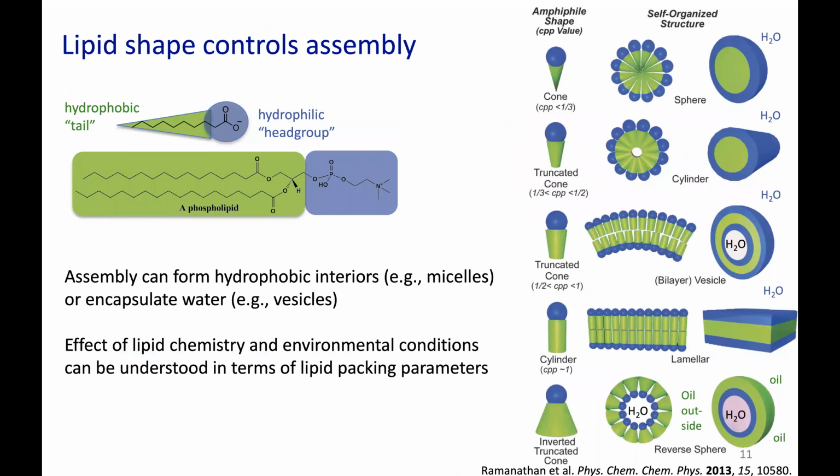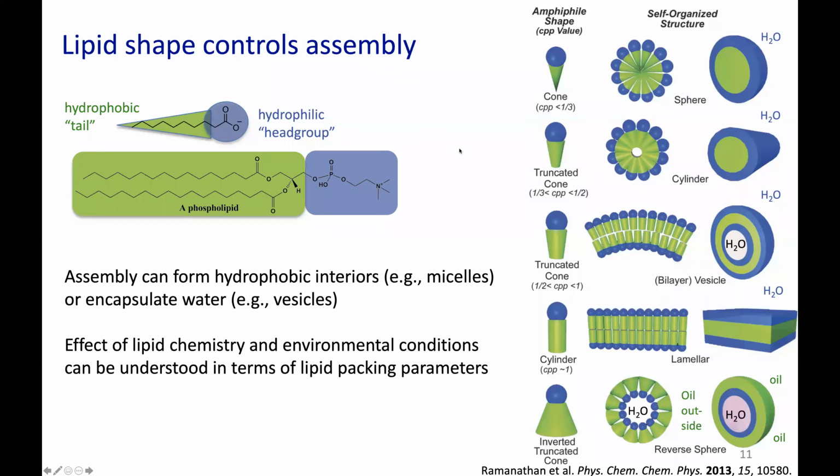So to understand how molecular structure influences the physical properties of membranes, it's instructive to look at the relative sizes and shapes of the hydrophilic and hydrophobic parts of the molecules. Here I've highlighted in green the acyl chains of a more prebiotic single-chain fatty acid and also a modern diacyl phospholipid. And you can see that the shapes of these molecules are really quite different.